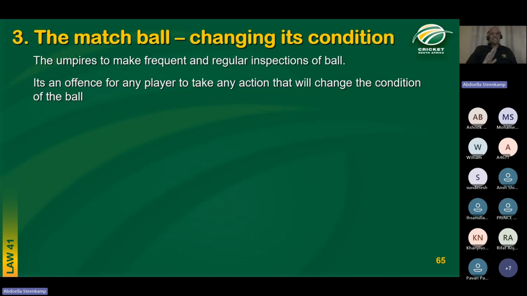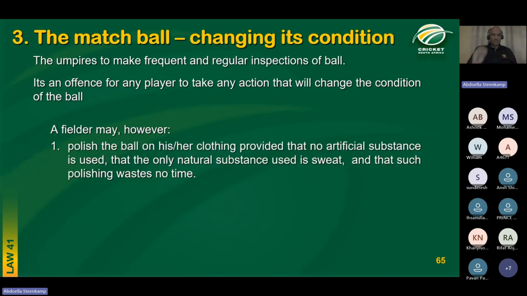It's unfair, it's an offense for any player to take any action that will change the condition of the ball. So what is a player allowed to do with the ball and what are they not allowed to do? Firstly, any of the 11 fielders are allowed to polish the ball, and they can polish the ball on their clothing, but they're not allowed to use any artificial substance. You're only allowed to use one natural substance. That's the only thing that's allowed.